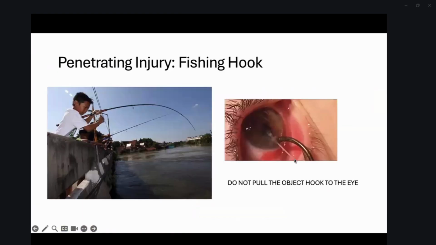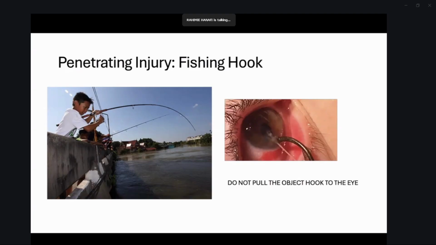Like this patient D, you can see that in the CT scan, there is a foreign body over there. The other example of penetrating injury we receive here is a fishing hook. If you see any hook or object in the eye, please do not pull the object from the eye. Because sometimes in emergency, the patient is crying, especially the kids, right? They try to pull everything. So please hold it.